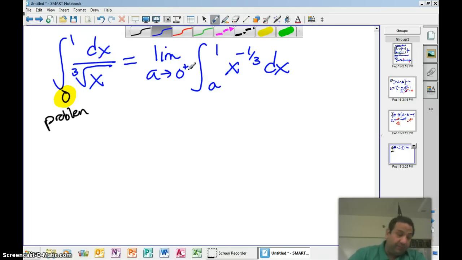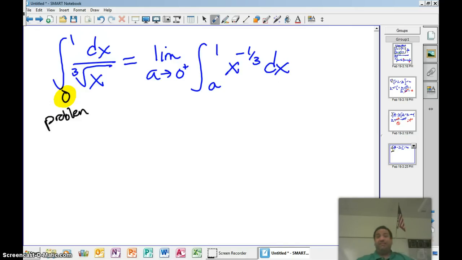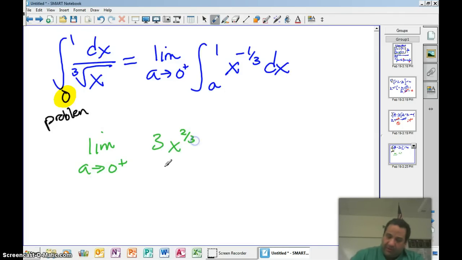So it has to be to the right. I don't know if that's going to make a difference in the end. I mean, we'll see. Maybe we'll see a problem that makes a difference. Maybe it doesn't matter. But I know if you wrote it on the AP exam, you have to put that plus there. So now this becomes, if I'm right, after I integrate, it's the limit. So this is after integration, 0 to the right of 3x to the 2/3 power over 2, evaluated at 1 and a.